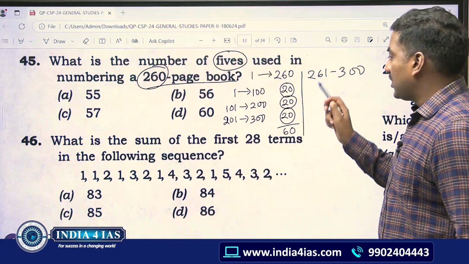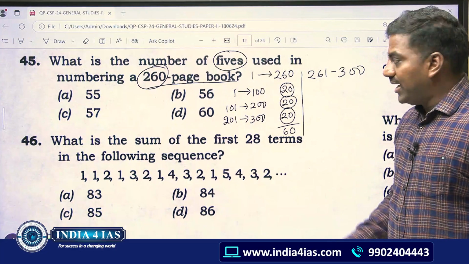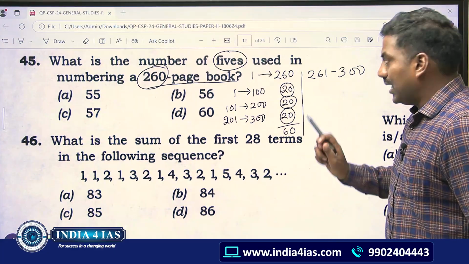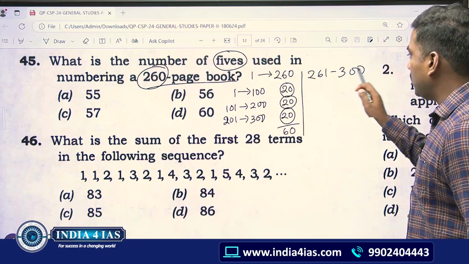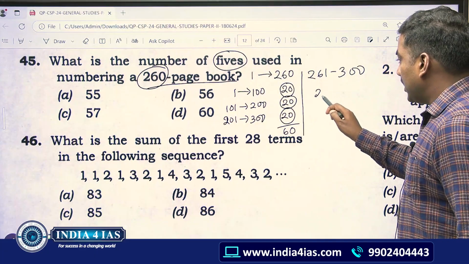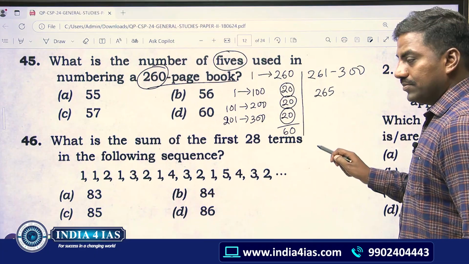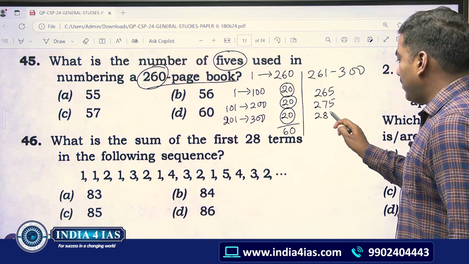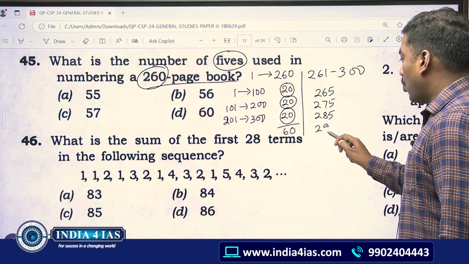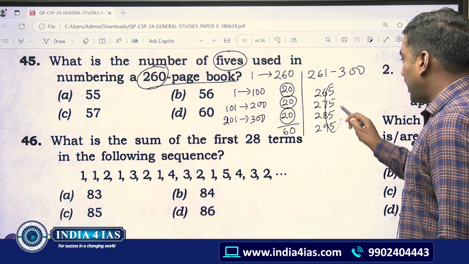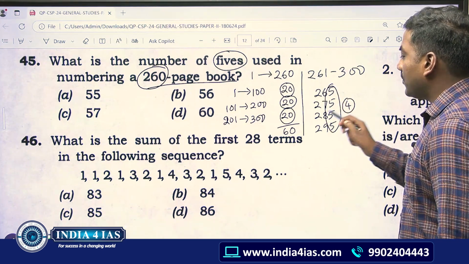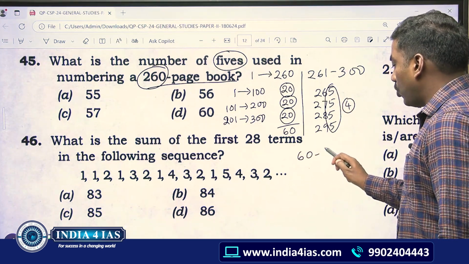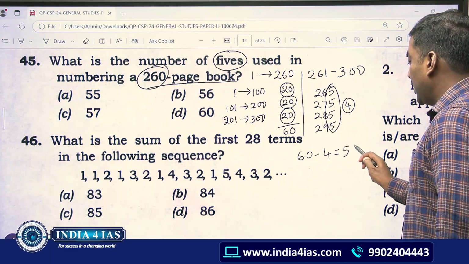How many 5s will come between 261 and 300? From 1 to 300, there are 60 5s. Now from 261 to 300, 265 one time, 275 one time, 285 one time and 295 one time. So 5s are used 4 times. So I have to subtract this. So 60 minus 4, the answer is 56.